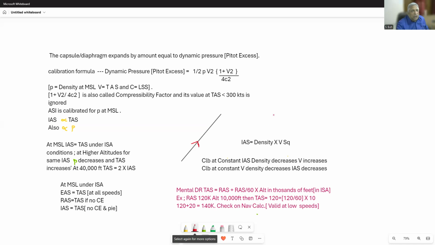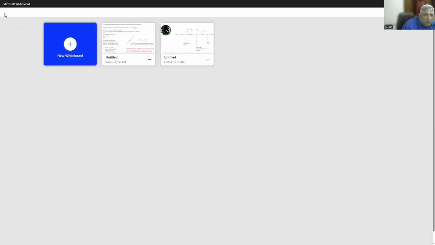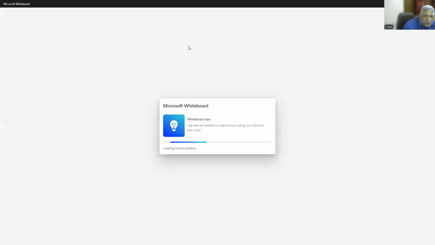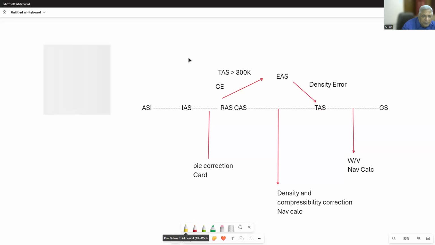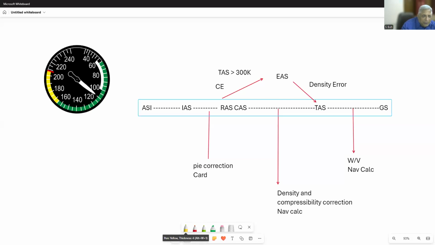So this is about the airspeed indicator. What we actually need is the ground speed for our calculations. And you know how to calculate ground speed. Feed your ASI, it will give you IAS. Feed position and instrument error correction, you get RAS. Then go to the nav calculator, apply density and compressibility error, you get TAS, apply wind velocity, you will get the ground speed and use this ground speed for your further calculations.